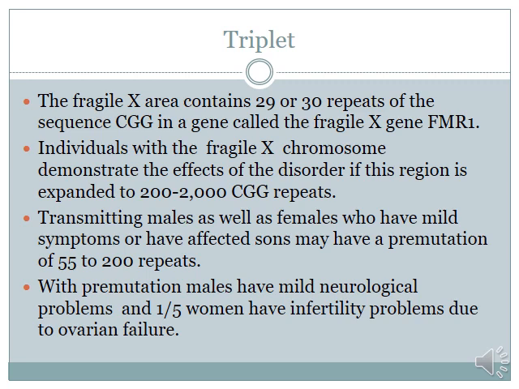Transmitting males, as well as females who have mild symptoms or have affected sons, may have a premutation of 55 to 200 repeats. With premutation males, they can have mild neurological problems, and about 1/5 of the women have infertility problems due to ovarian failure.